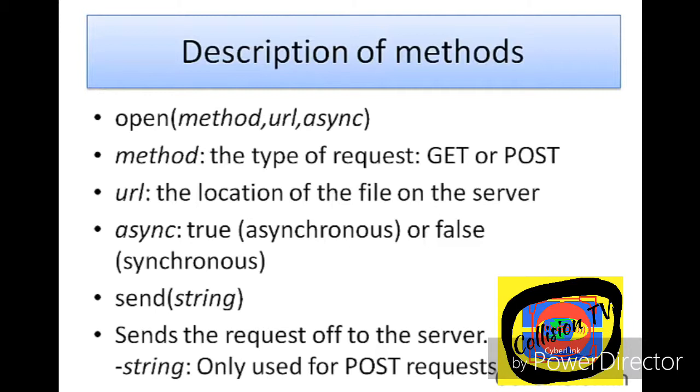Next line is XML HTTP.send, which accepts a single parameter as a string. It is only used for POST requests, that is, the string parameter should be passed only when used for a POST request. Otherwise, if the request is GET, we simply write XML HTTP.send with null inside the parameter.